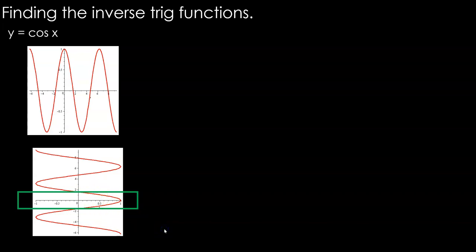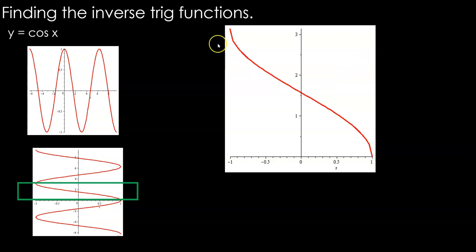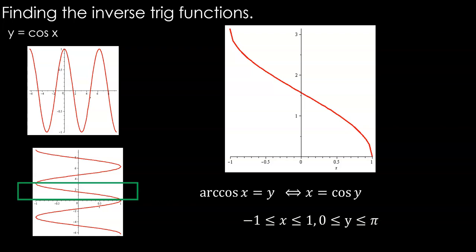So I need to choose a different section of this graph. I'm going to choose from 0 to pi. Drawing the graph of that, I get something that looks like this. As before, arc cosine x equals y if and only if x equals cosine y. My domain, again, is going to be between negative 1 and 1, but this time my range is between 0 and pi to make sure I get all the values.